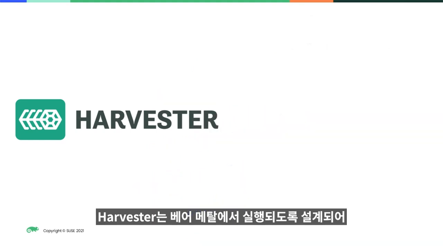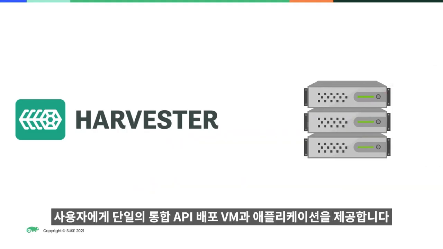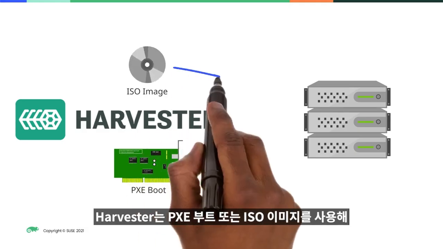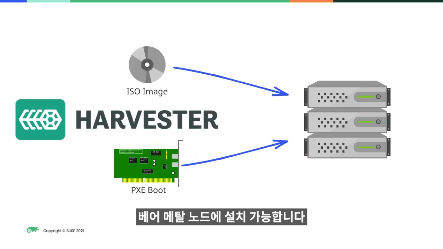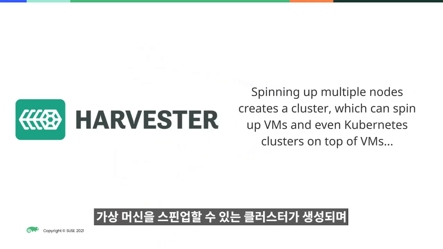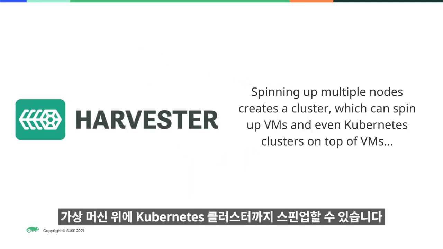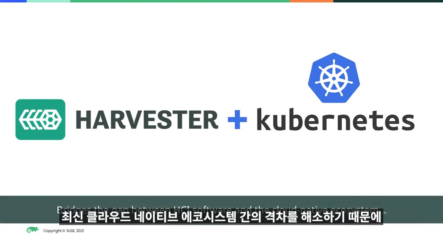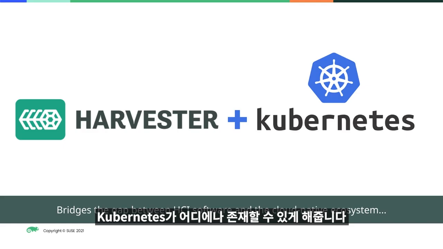Now, Harvester has been designed to work on bare metal, which provides users with a single unified API to deploy virtual machines and applications. Either a PXE boot or an ISO image can be used to install Harvester on bare metal nodes. Now, spinning up one or more nodes together creates a cluster, which can spin up virtual machines and even Kubernetes clusters on top of virtual machines. In essence, Harvester makes Kubernetes ubiquitous because it bridges the gap between the traditional HCI software and the modern cloud-native ecosystem.